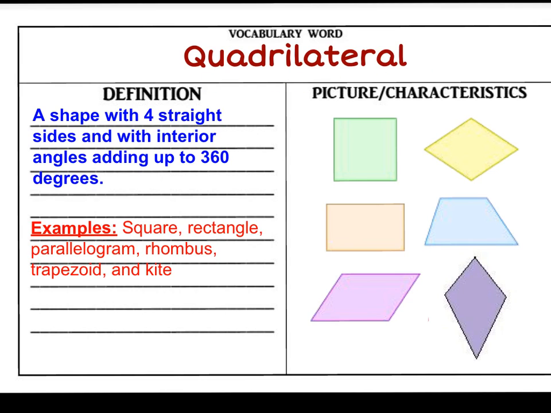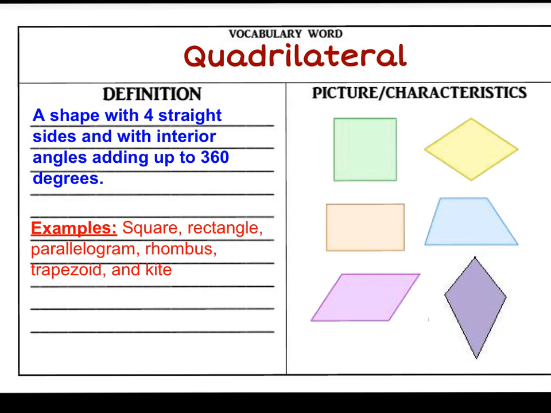And the definition for quadrilateral is a shape with four straight sides and with interior angles adding up to 360 degrees. So we have a bunch of examples of quadrilaterals right here, and it's just any shape that has four sides, and they have to be straight sides. Notice that there aren't any curves in this picture because they all have to be straight.